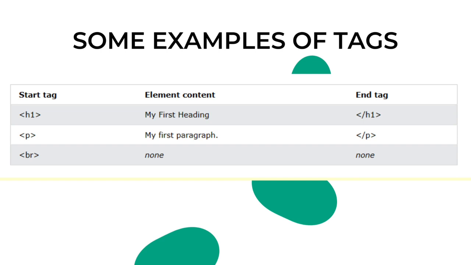The BR tag has no content. It just breaks the line. For example, let us note this down. Some HTML elements have no content, like the BR element. These elements are called empty elements, and empty elements do not have an end tag.